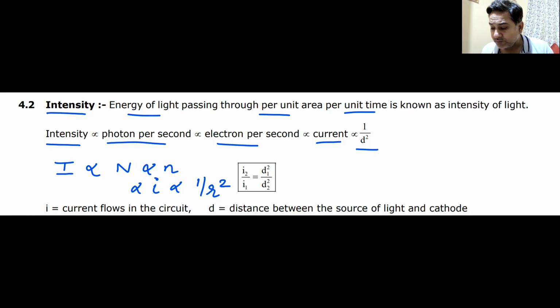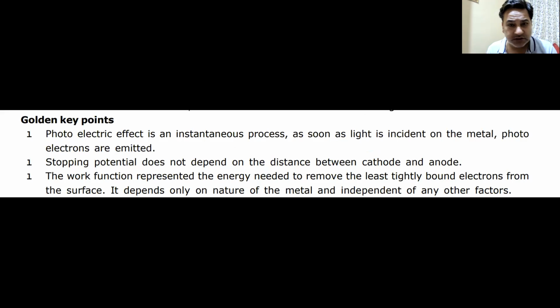Have you noted it down? Yes, sir. Done. Then again, some points that you must remember. Again, a question based on this point will be coming in your exam straight away. Golden key points. I think I've discussed this point before. Photoelectric effect is an instantaneous process. As soon as light is falling, electrons are emitted. I think we have discussed this, so no point. You can just note it down.